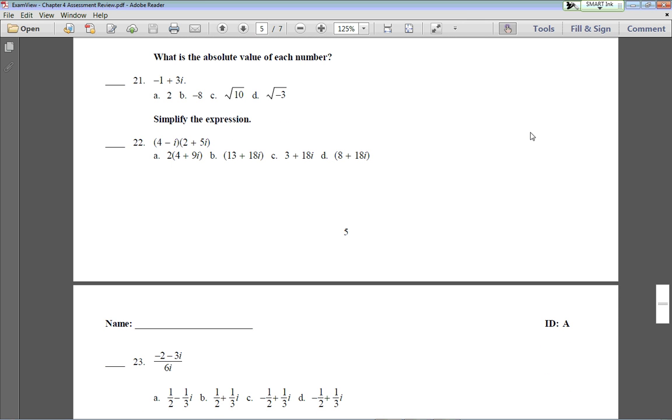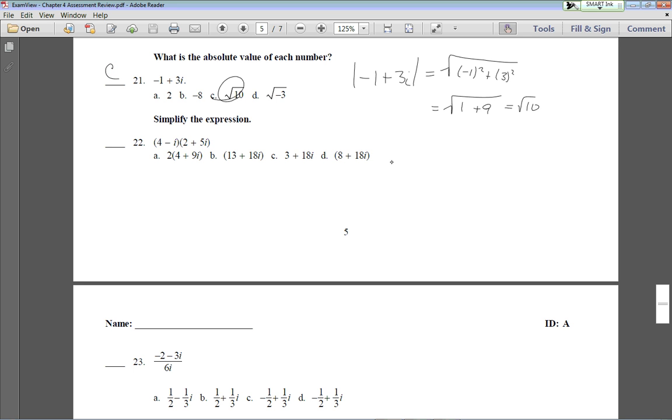21, what is the absolute value? So the absolute value of negative 1 plus 3i. Remember, it's just simply the square root of negative 1 squared plus 3 squared. So negative 1 squared is 1, 3 squared is 9. This is the square root of 10. So the answer is C.